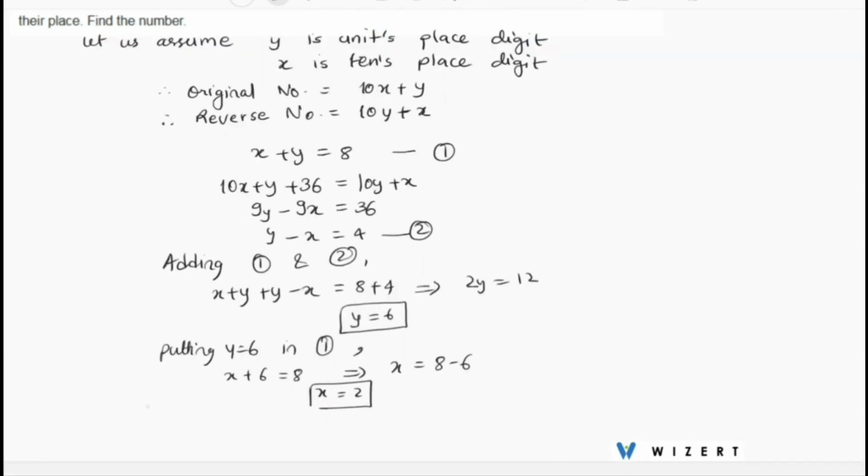So the original number, since we are asked to find the number, the original number is equal to 10x plus y, equal to 10 into 2 plus 6, which is equal to 26. So this is the required number.